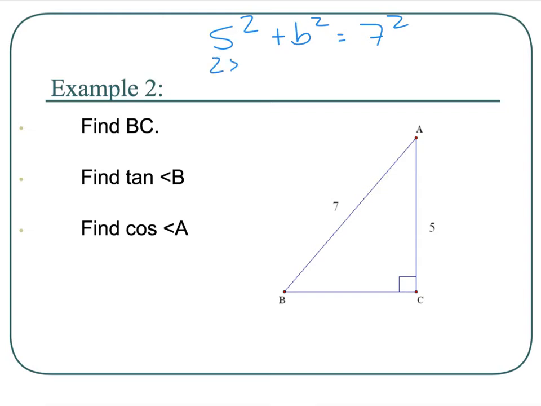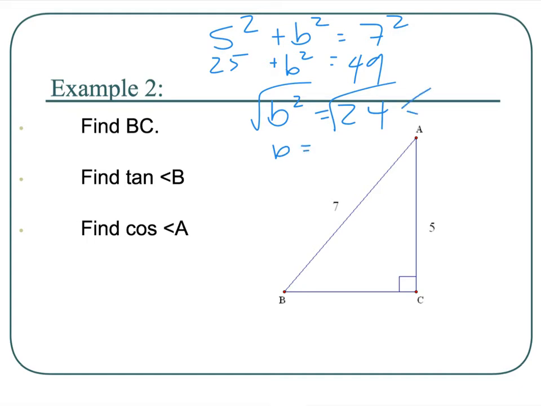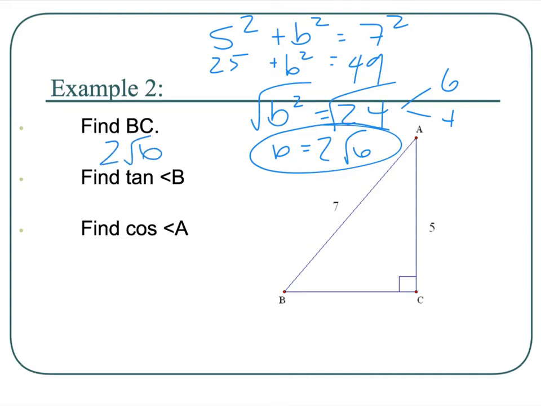So we've got 25 plus B squared is equal to 49. We're going to subtract that 25. We'll get B squared is equal to 24. Square root it. I get B is equal to, if I break this down to 6 and 4, 2 root 6. Okay. So that is my BC, 2 root 6. Done with the first part. Okay.